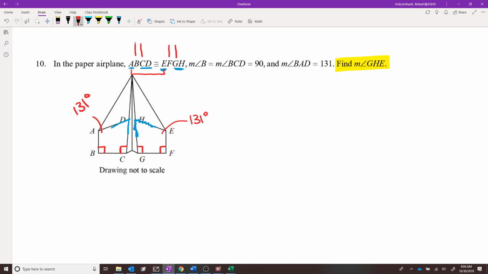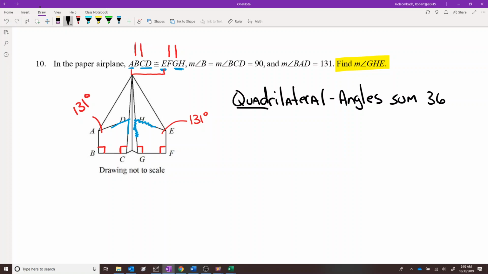So now you've got four sides in this shape. Alright, it's called a quadrilateral. The sum of the angles of a quadrilateral is 360 degrees. This is a quadrilateral. Quad meaning four, a four-sided polygon. Angles sum 360.